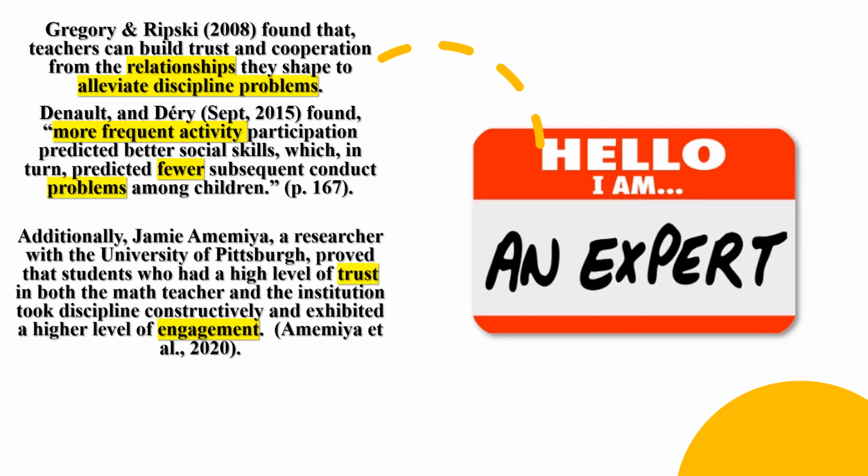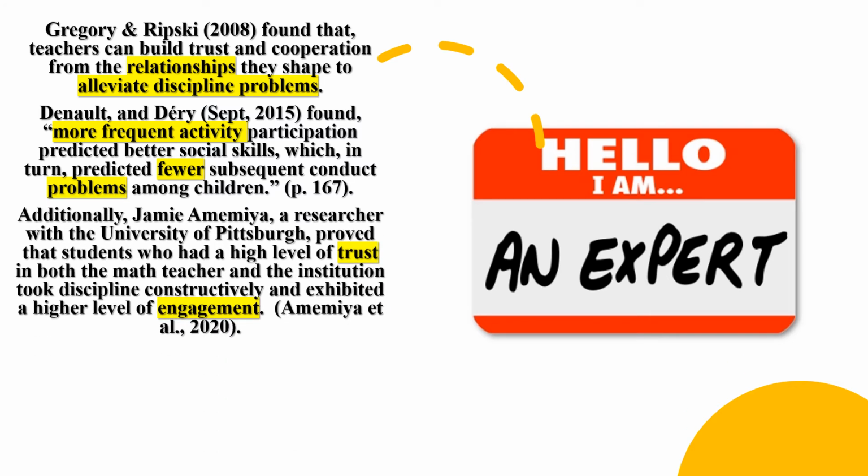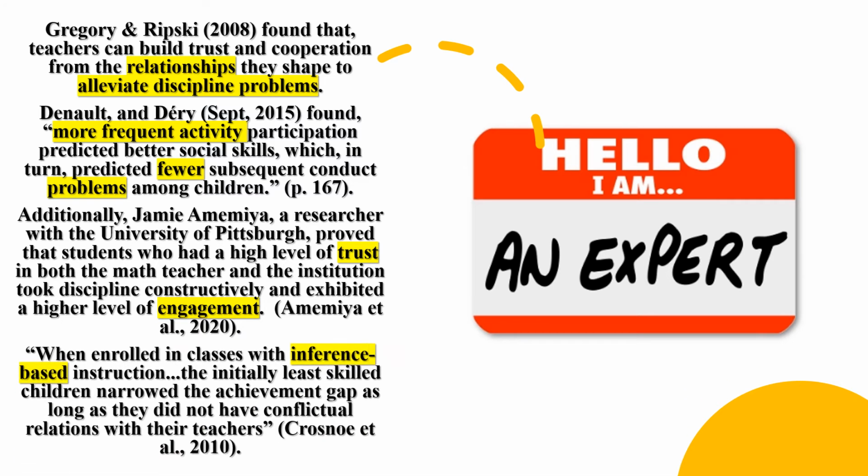Additionally, Jane Amamaya, a researcher with the University of Pittsburgh, proved that students who had a high level of trust in both the math teacher and the institution took discipline constructively and exhibited a higher level of engagement. Krasno said when enrolled in classes with inference-based instruction, the initially least skilled children narrowed the achievement gap as long as they did not have conflictual relationships with their teachers.